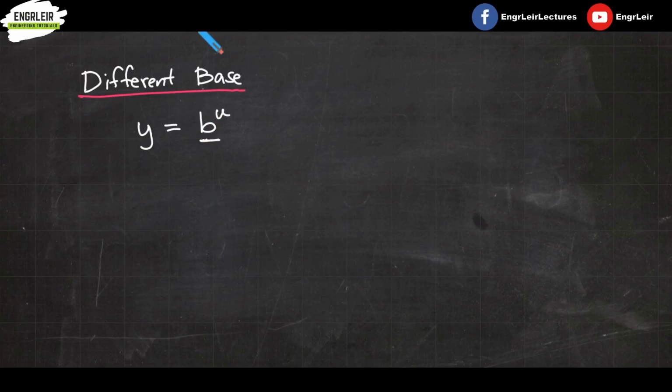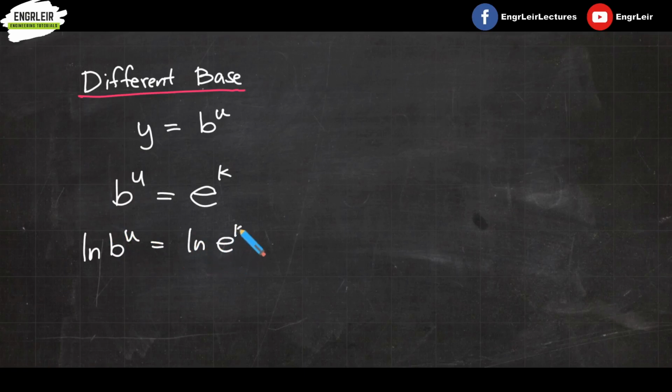Now, what if yung base natin for the exponential function is not e? For example, b siya. Another number na hindi e. Paano ang gagawin? So, kailangan to, ma-convert natin yung b raised to u, ma-convert natin sa similar form e raised to some number k. Okay? Now, we can get the natural log of both sides.